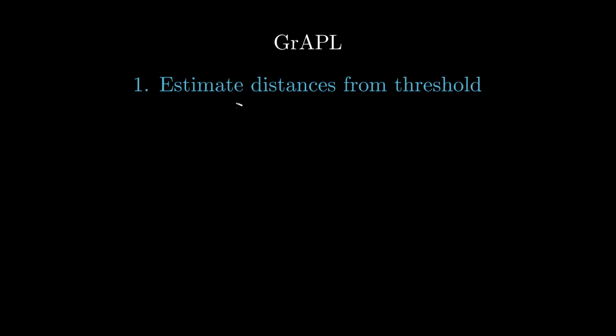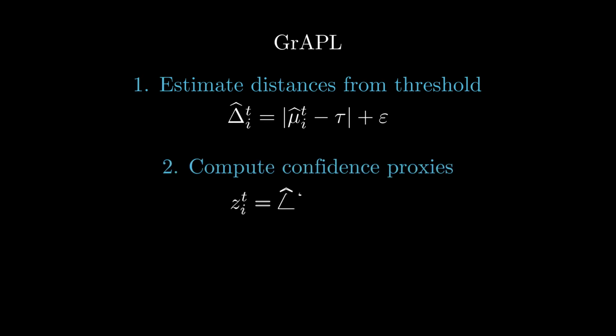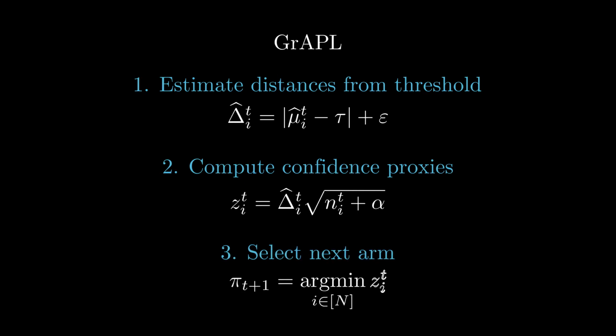First, we form an estimate of the distance from the threshold for each arm. Here we see the parameter epsilon from before, which serves as a buffer to keep these terms away from zero. Next, we compute confidence proxies, which serve the same role as the upper confidence bound in UCB-type algorithms. The higher one of these values is, the less likely we are to gain any more useful information about that arm if we draw another sample from it. Here, n is the number of times we have sampled the arm previously, and alpha is a small value that keeps the confidence proxies from being equal to 0 when we haven't drawn any samples from a particular arm. Lastly, we select the arm with the smallest confidence proxy as the next arm to sample.